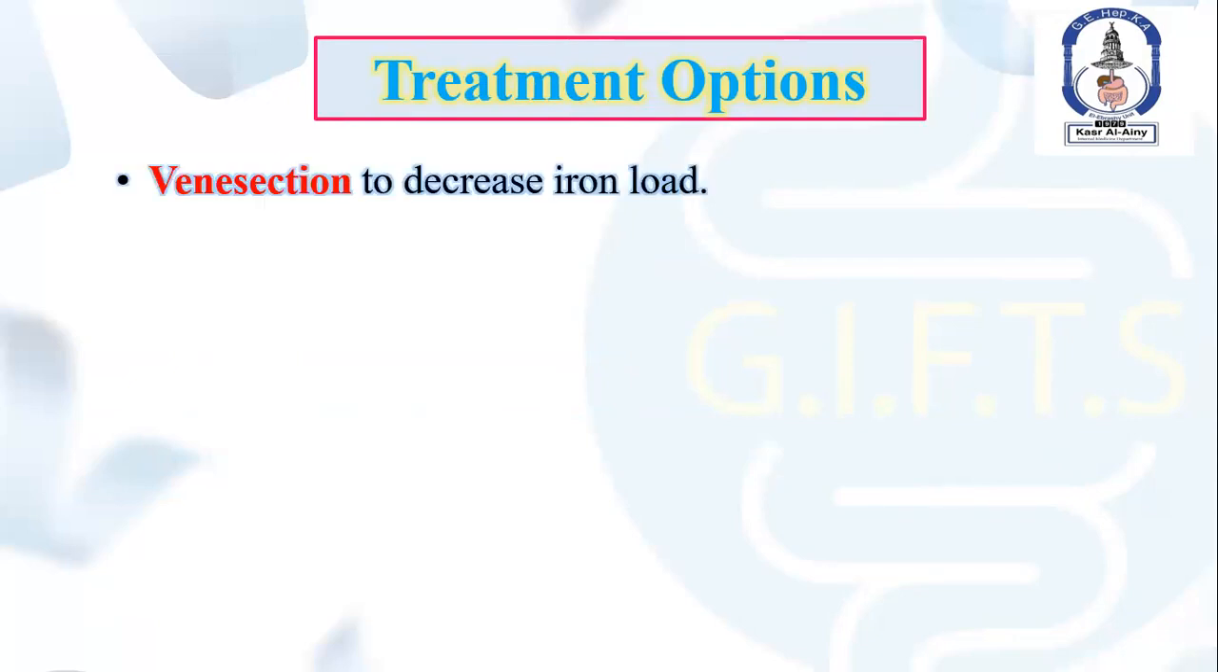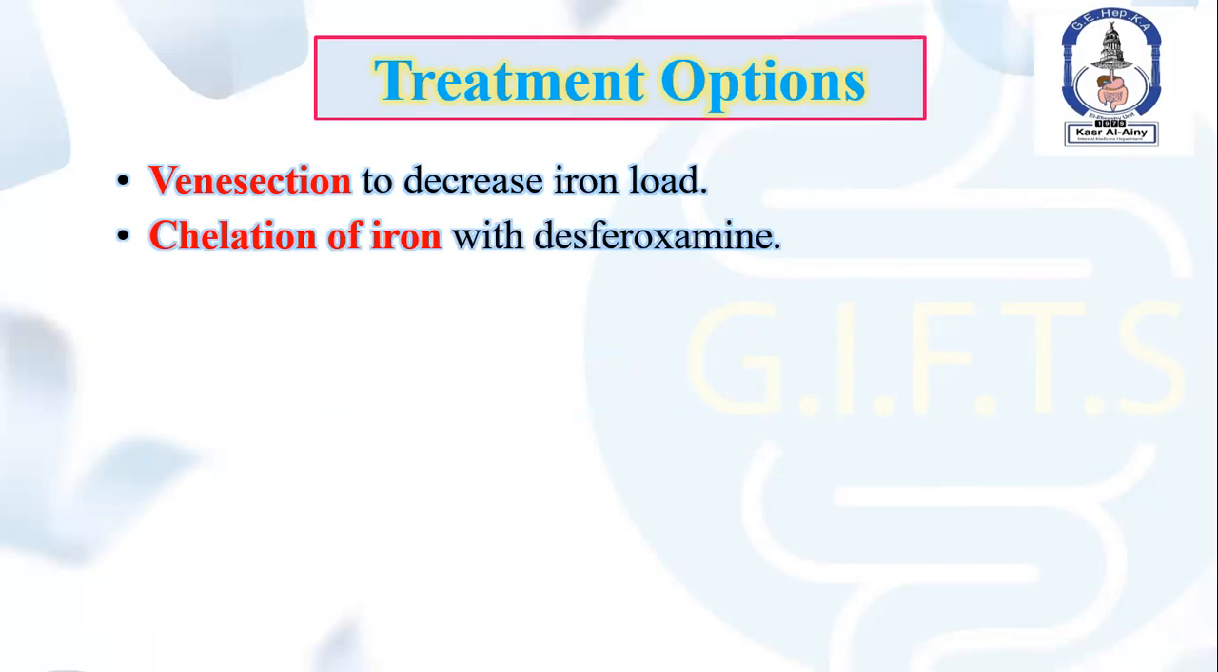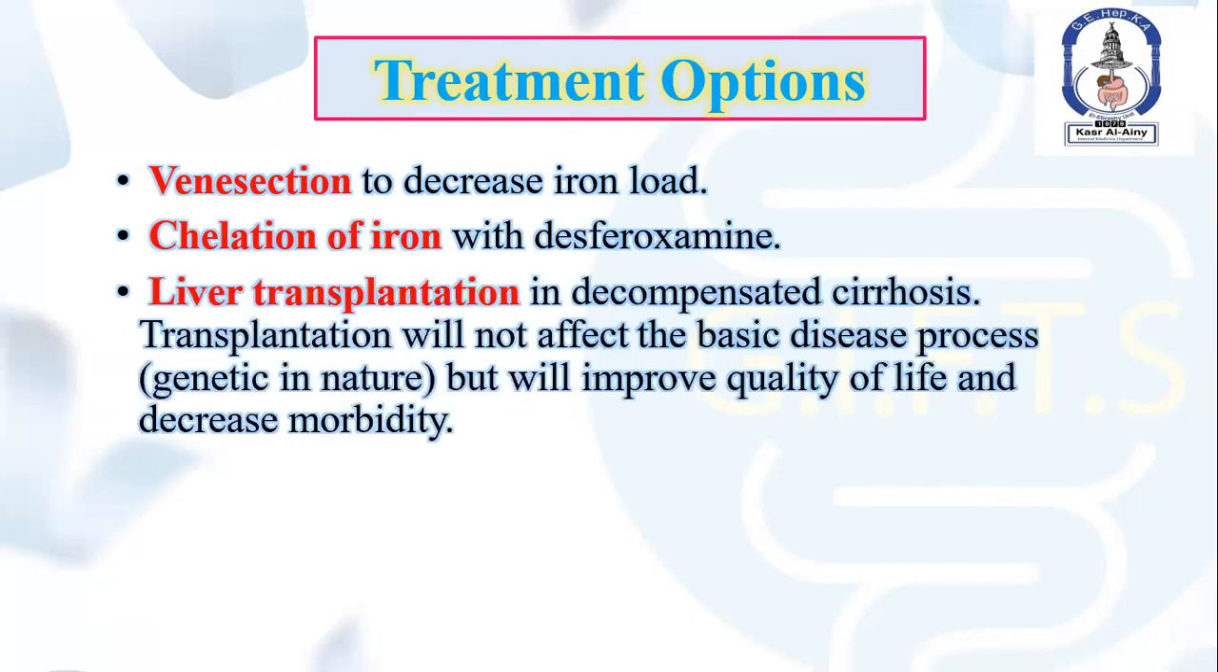Of course, venesections to decrease iron load. It is similar to menstruation in females. Chelation of iron by desferrioxamine, and liver transplantation in decompensated cirrhosis. But let us all remember that liver transplantation will not reverse the disease process, because the disease process is genetic in nature. I mean, you did not treat the genetic abnormality.